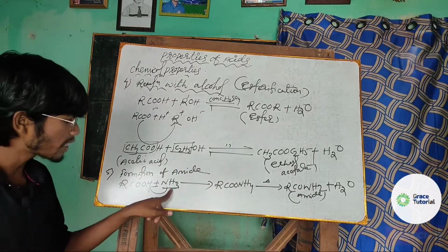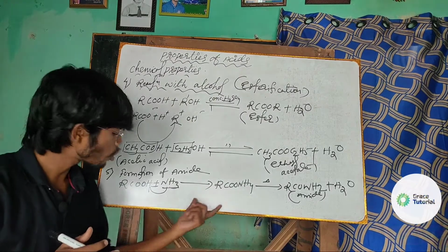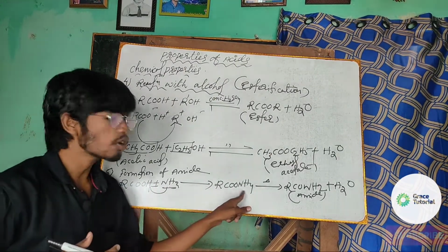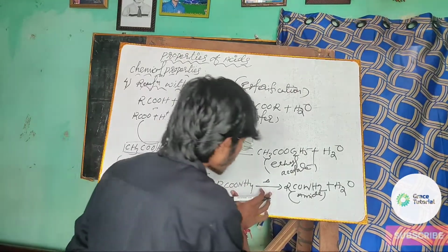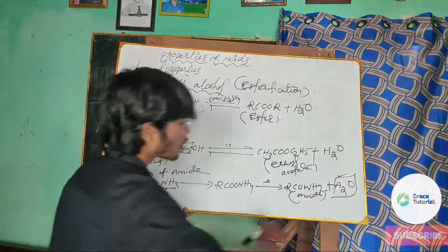When acid reacts with ammonia, what happens here? First of all, it gets added. So the ammonium salt of acid, that is RCOO, NH3 and 1H, that is NH4. So RCOONH4, the ammonium salt of acid, is obtained, and if that is heated further, then amide results with the liberation of the water molecule.